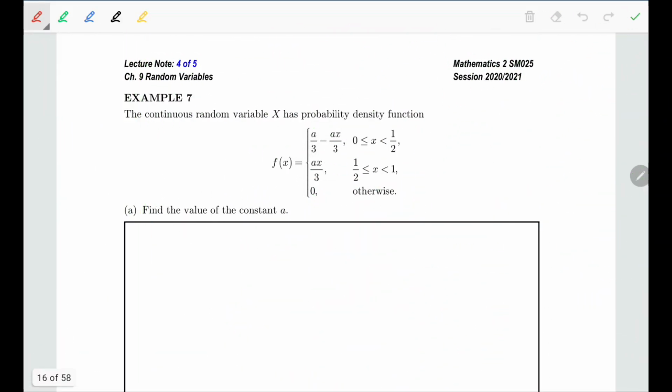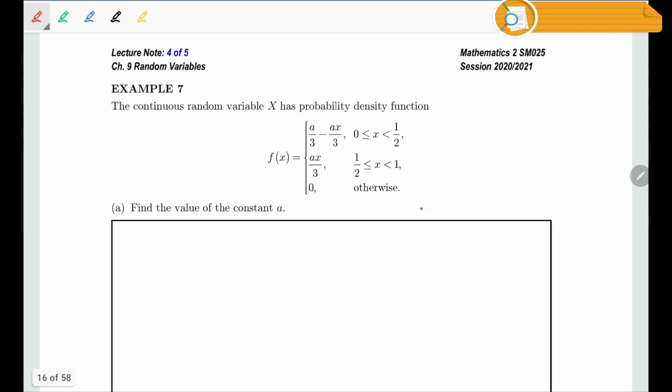Alright, let's continue with example 7. You are given the continuous random variable x has the probability density function. So you are given the PDF. And for part A, find the value of the constant A.